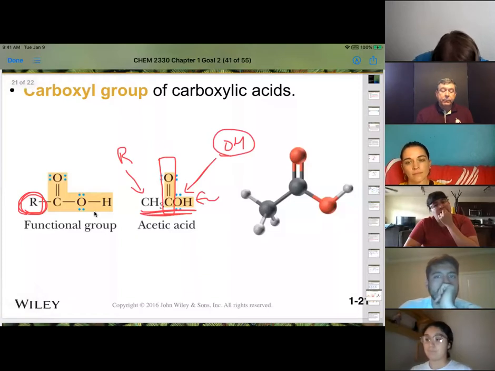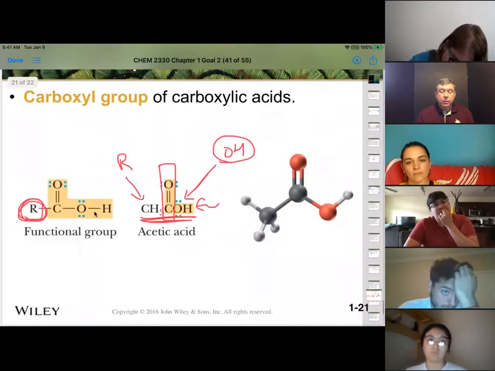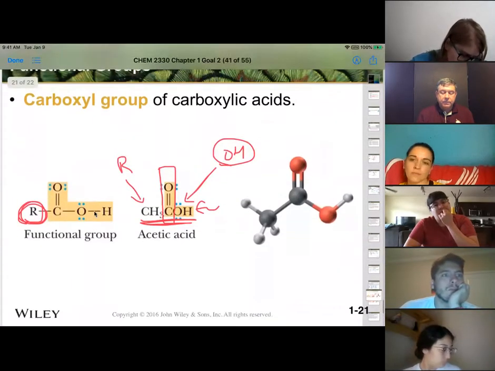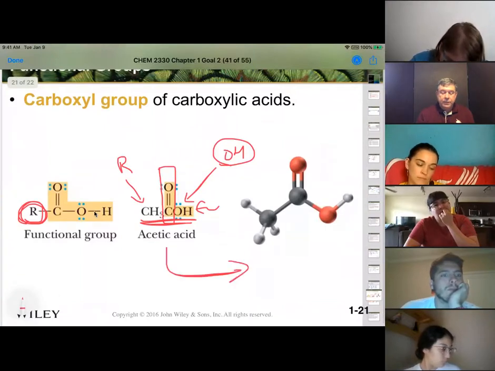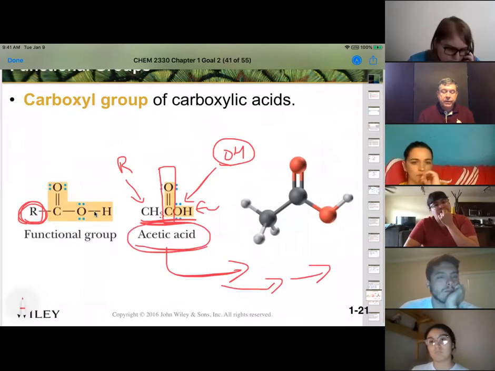And there are many derivatives of the carboxylic acid group, made by changing out this OH. We have a whole chapter on how to take this basic group and change it into a variety of other functional groups, but they're all based on the carboxylic acid group.